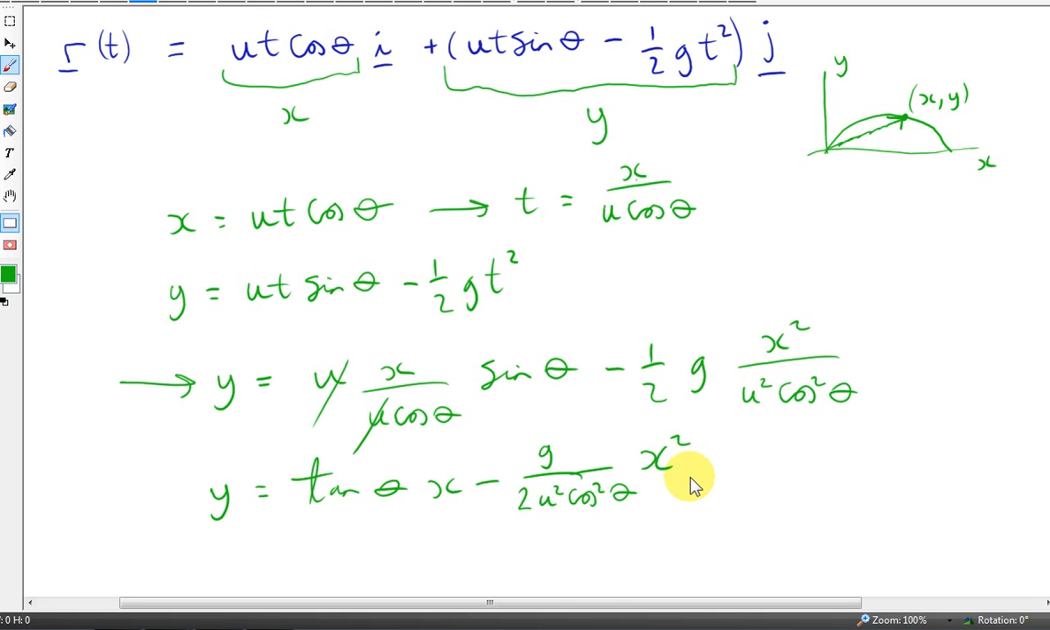We see that this is the equation of a parabola. It's a quadratic equation in x. The tan of theta is just a constant because theta is the launch angle, that's fixed. U is just a constant. U is the initial speed of the particle. So this has the form of a quadratic in x, which means that its graph is a parabola.